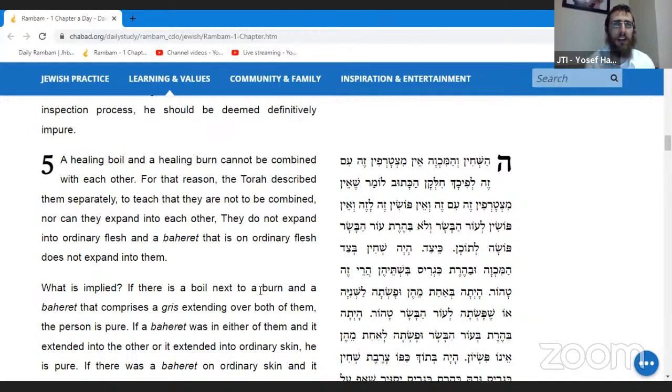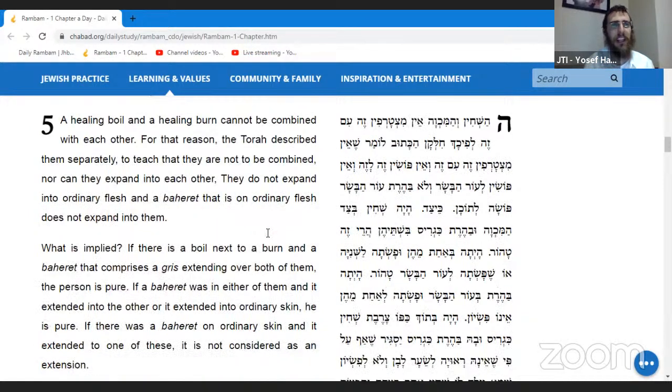He says, no, the Torah mentions them separately because we know that there's a minimum measurement for tsaras. And that tsaras, if you had half on the burn and half on the boil, then that does not combine. Nor can they expand into each other. They do not expand into ordinary flesh, and the baheres that is on ordinary flesh does not expand into them. So they are judged independently.